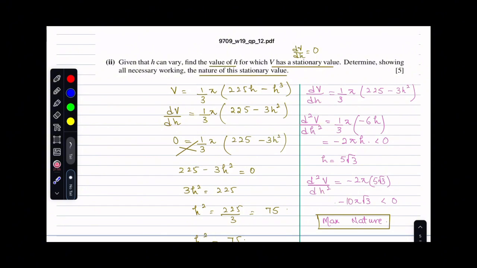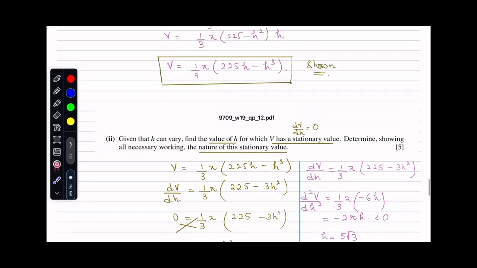Given that h can vary, find the value of h for which v has a stationary value. So v has a stationary value means if we have v in terms of h, then dv by dh should be equal to 0. So we need to find this value of h and then determine, showing all necessary working, the nature of the stationary value also. So please always underline the keyword so that you do not miss the second statement here. So first, it's to get the value of h for the stationary value of the volume.